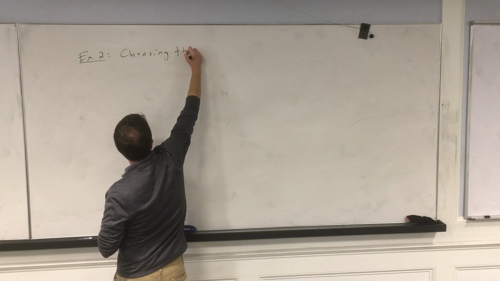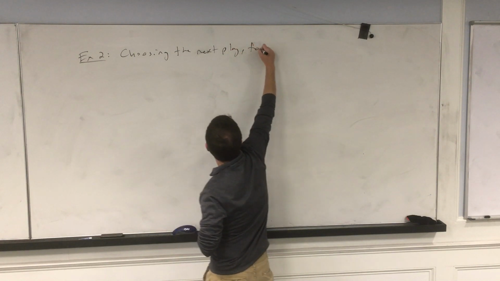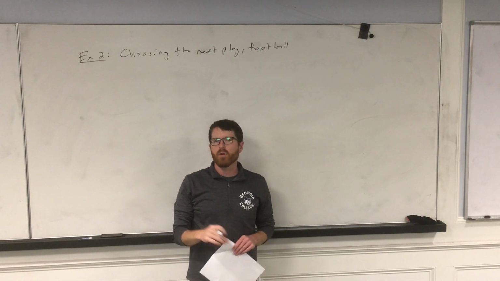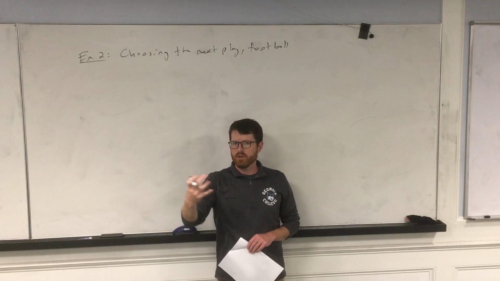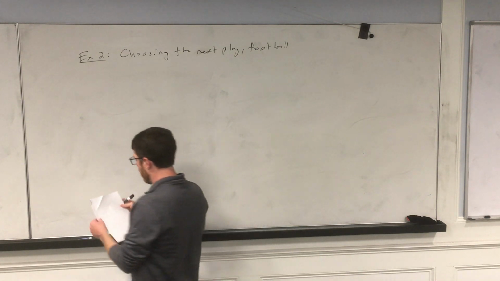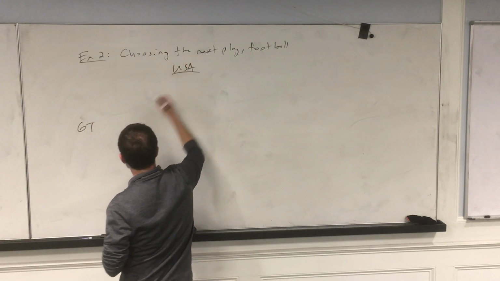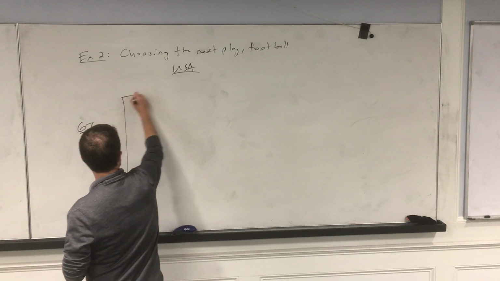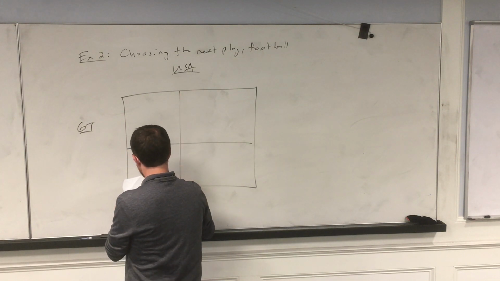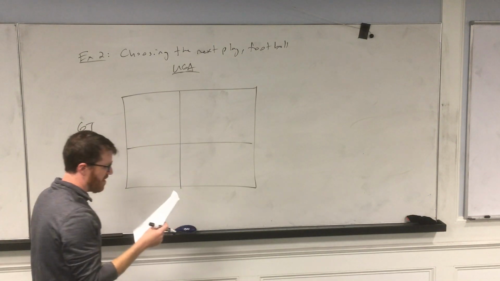Choosing the next play in football. All right, this is another good example, I think, of game theory because the choice that you make is based on what you think the competitor is going to do, and you don't know what each other are going to do. So let's use Georgia Tech and UGA. Okay, they're thinking about the choice they're going to make here. Let's say it's first down. And UGA, let's say that they are on offense.